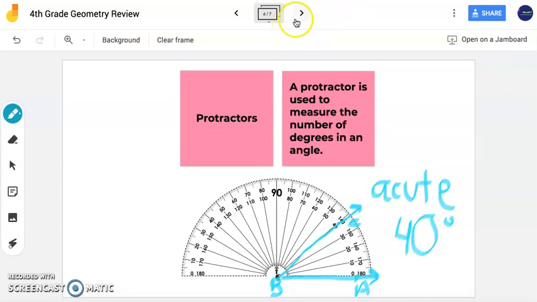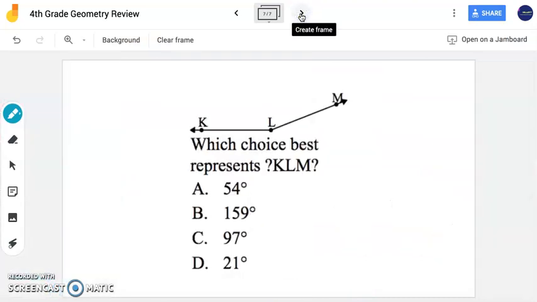Now, unfortunately, we don't all have access to protractors at home due to online learning. When we get back to school, I do have many protractors where you will have time to touch and feel the protractors and use the protractors effectively. However, since we don't all have access to protractors, that is absolutely fine because we can always estimate our angles instead. So here we're given an angle called KLM.